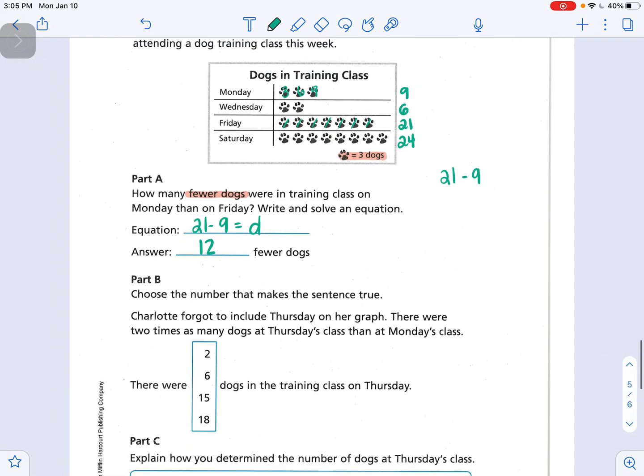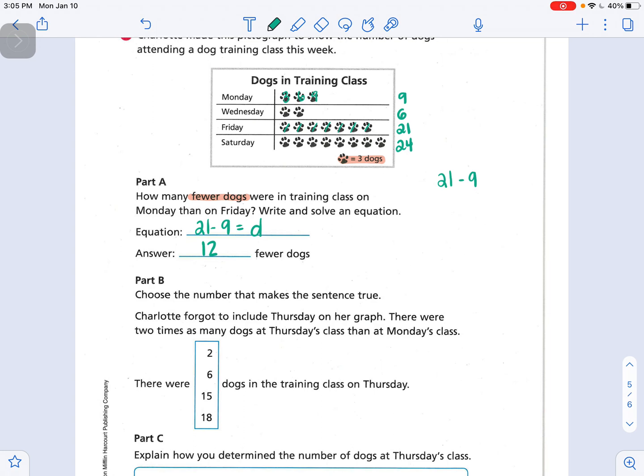Part B, so I'm still using my information from my dogs in training class. It says, choose the number that makes the sentence true. Charlotte forgot to include Thursday. Did you notice that? Monday, Tuesday, Friday, Saturday. So she forgot to include Thursday on her graph. There were 2 times as many dogs on Thursday than on Monday. So I know that there are 9 dogs on Monday and there are 2 times on Thursday. So 9 times 2 equals 18. There were 18 dogs in the training class on Thursday.